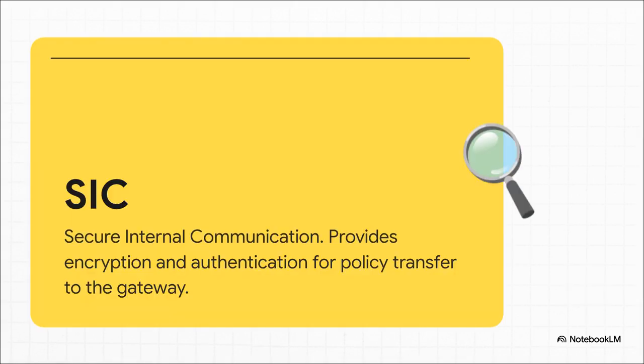So how is it secured? With a framework called SIC, which stands for Secure Internal Communication. This is the tech that builds trust between the management server and the firewall gateway. It uses some heavy-duty encryption and authentication to do two really important things. 1, it keeps the policy secret while it's traveling, and 2, it makes sure the gateway knows for sure that this policy came from the right manager and hasn't been messed with.